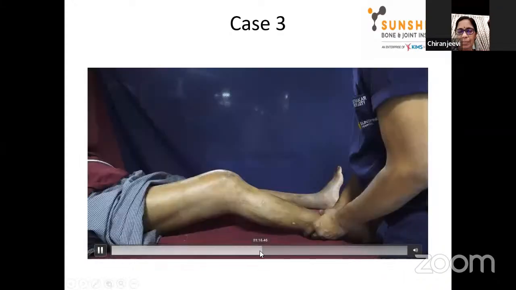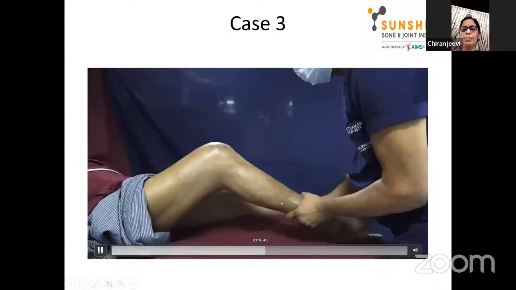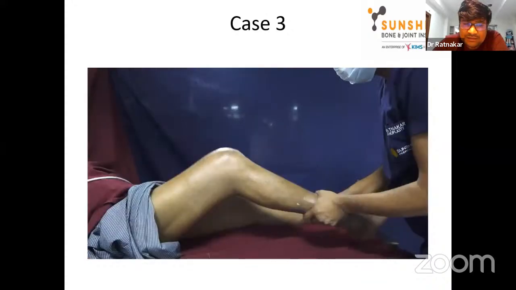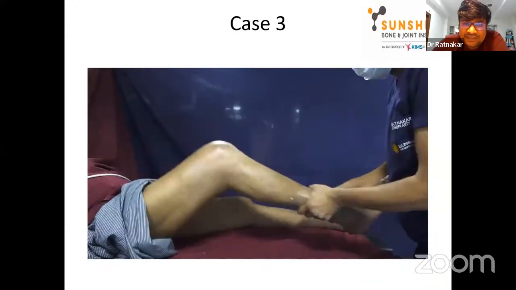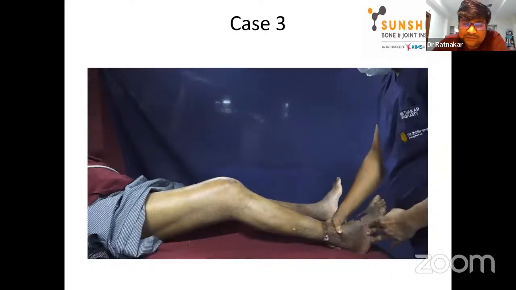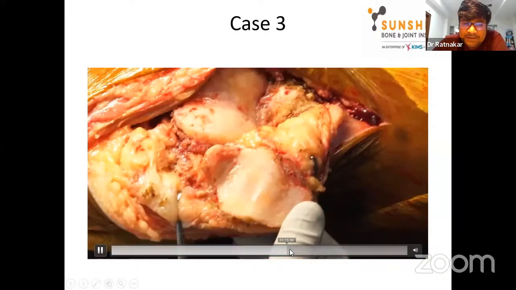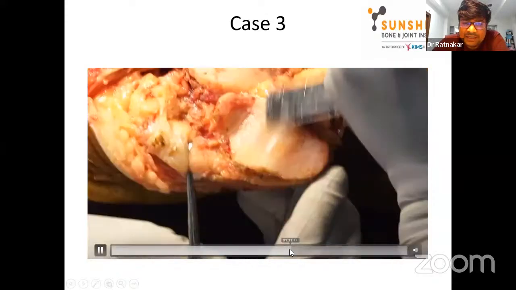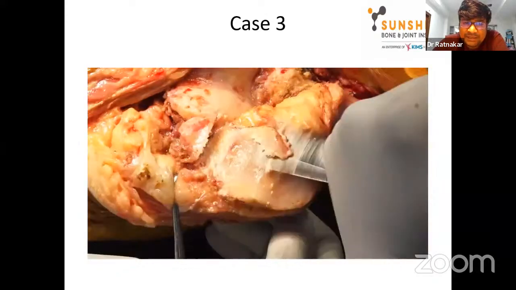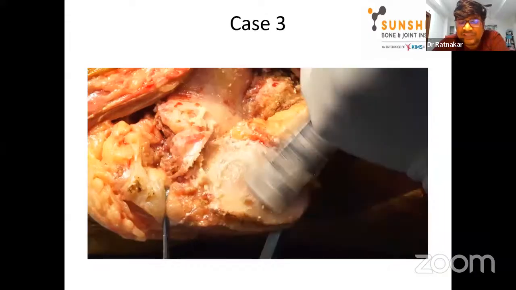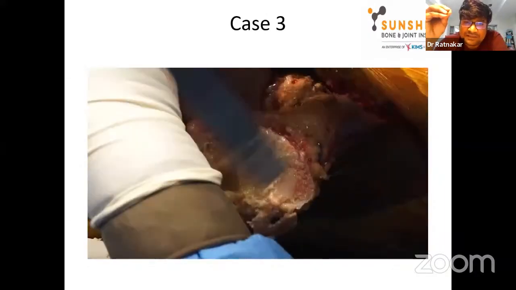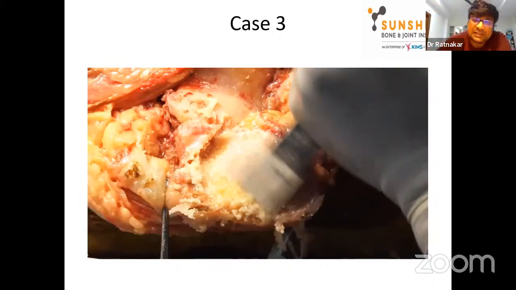So this is the patient's knee after the anesthesia. Almost 35 degrees of flexion contracture the patient is having. So this is after doing a medial arthrotomy, the patella which is having a lot of osteophytes. It's always better to do your patella first because it helps you to retract the patella away.